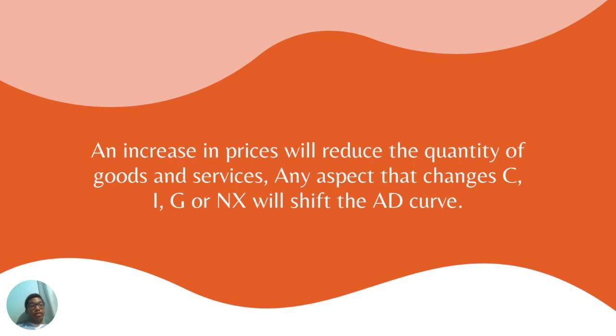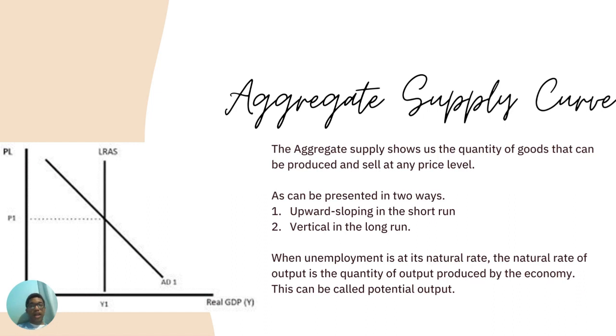We see that an increase in prices will reduce the quantity of goods and services demanded. Any aspect that changes net exports, investment, goods and services, and capital will shift the aggregate demand curve. Now we have the aggregate supply curves.